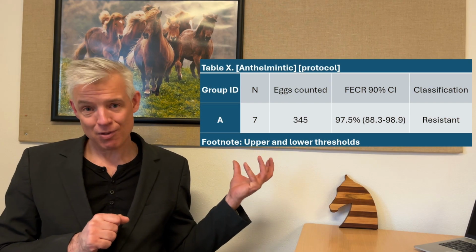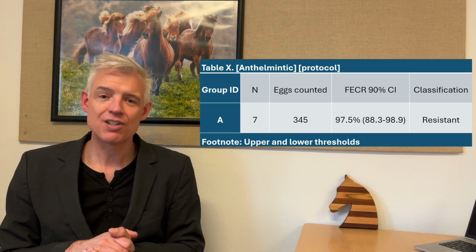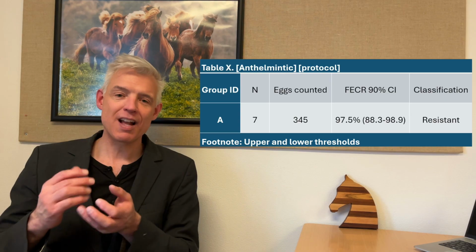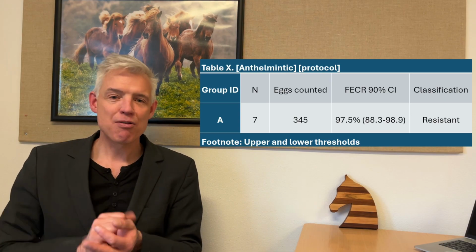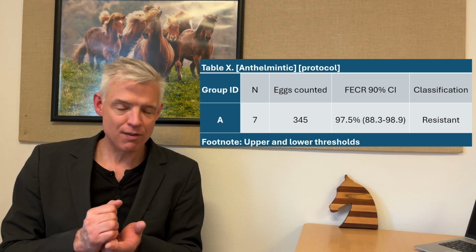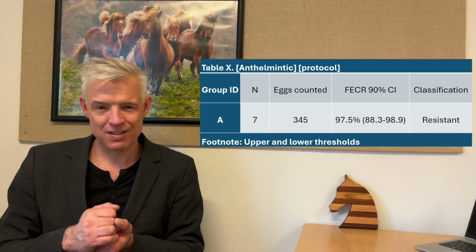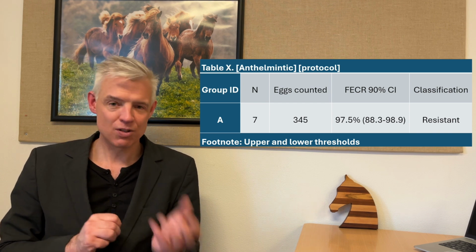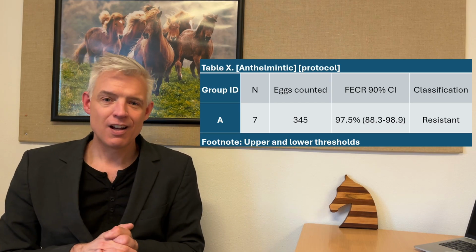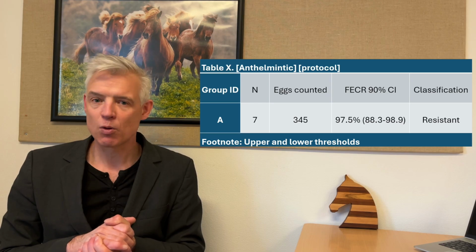Here's an example table of elements that we think should be reported in a paper or a presentation. Of course, in the legend of the paper, we would like to know the anthelmintic, the animal host species, the parasite category if appropriate, and then which protocol this was done with, research or clinical. In the footnote, you can put the thresholds to make that clear to everybody.